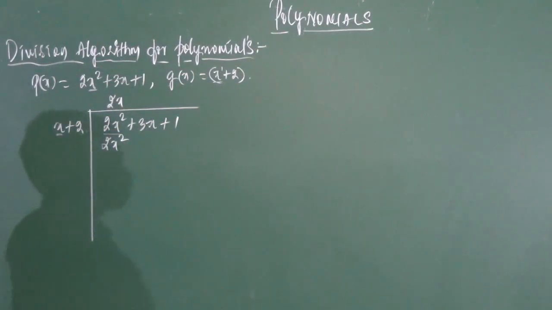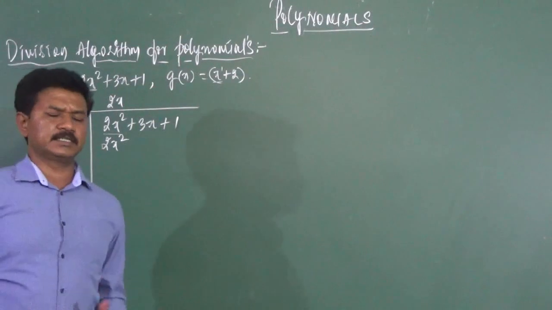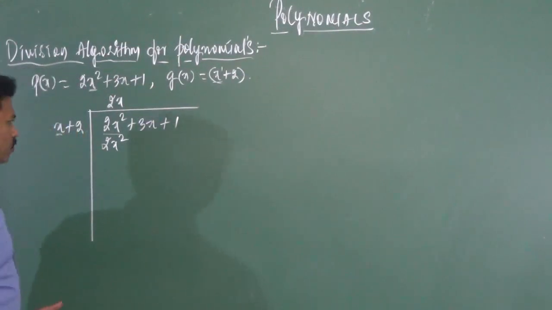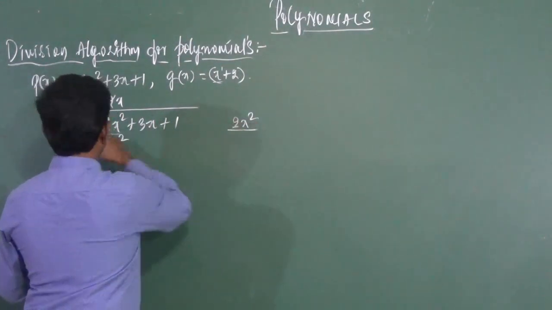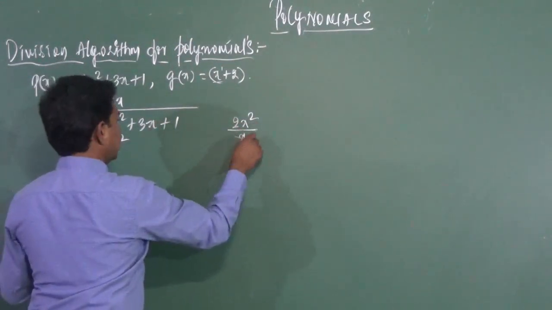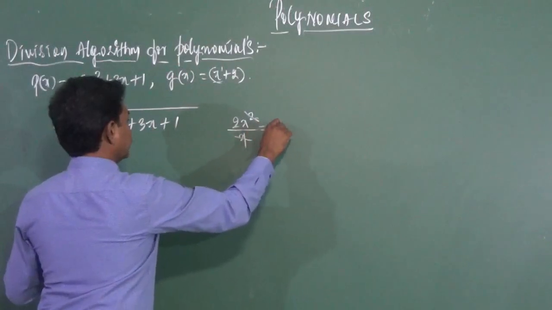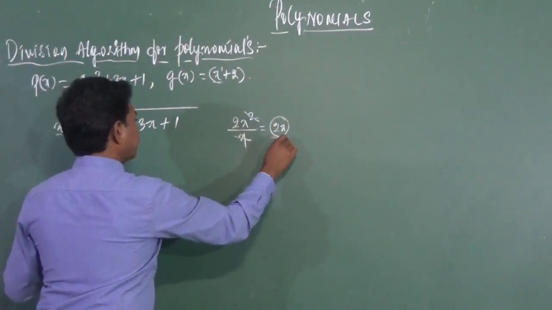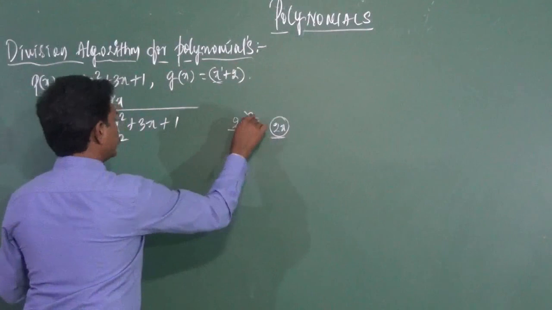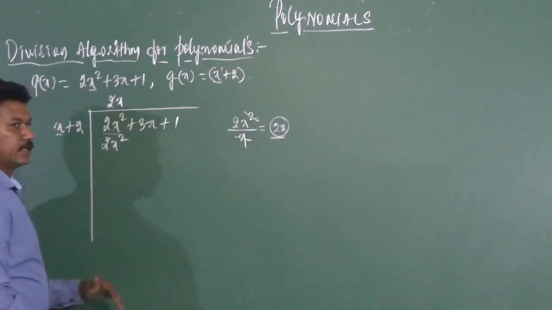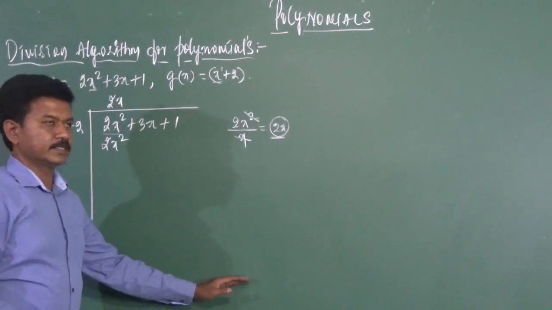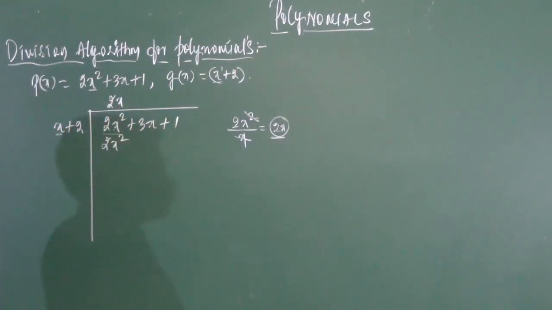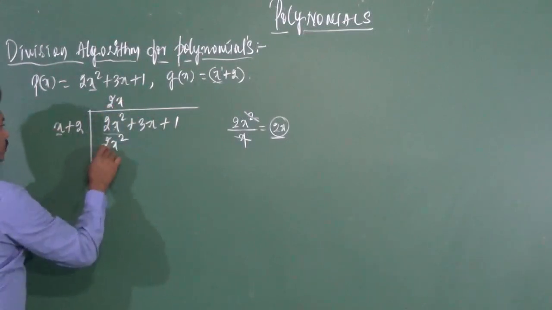Sir, I am not able to guess it. I am getting confused. Okay, no problem. Take this term, 2x square. x and square cancels, so you are left with 2x multiplied by this. That is, x into 2x is 2x square. Write 2x here. That can also be done, but this is the manual method of doing this. But if you can imagine the term which is to be multiplied, that's good. So x into 2x is 2x square.